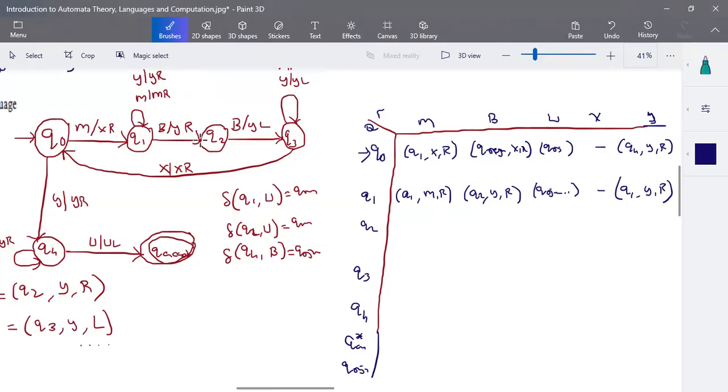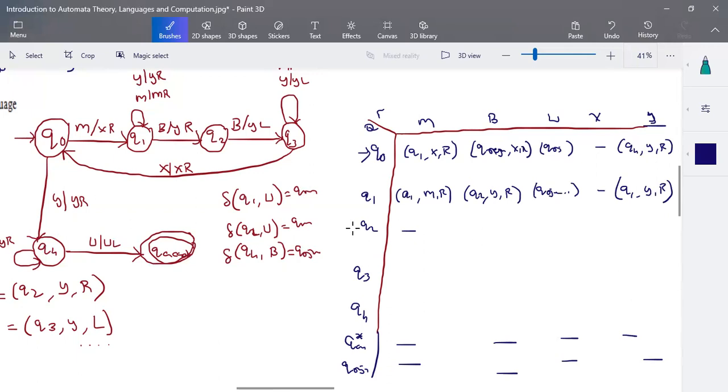Okay, so Q2 on input M, you don't have any transition. When you don't have any transition, you can just make it null. For the acceptance state, you don't have any transition, and similarly for rejection also, you don't have any transition. When you don't have any transition, just put a blank.